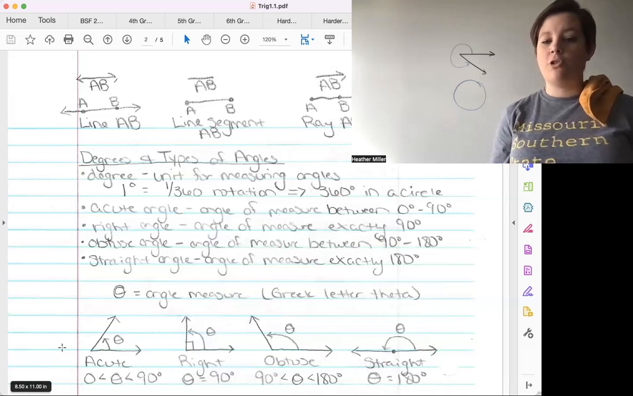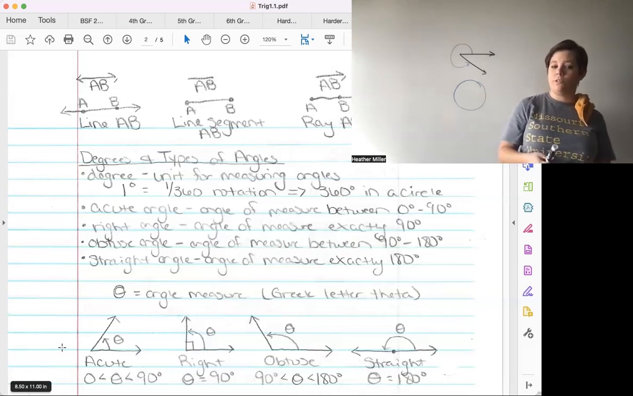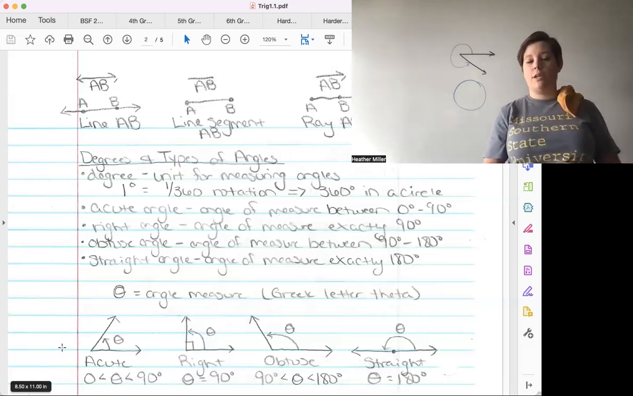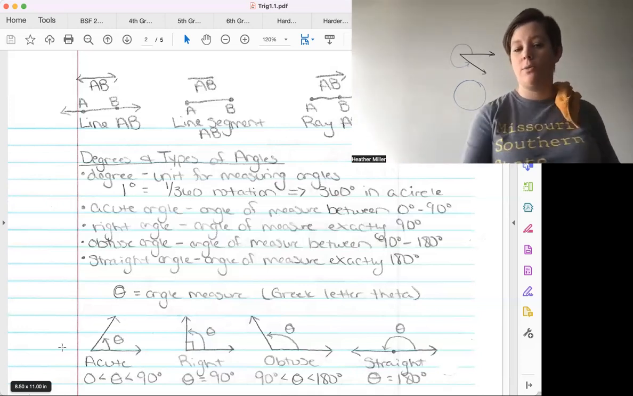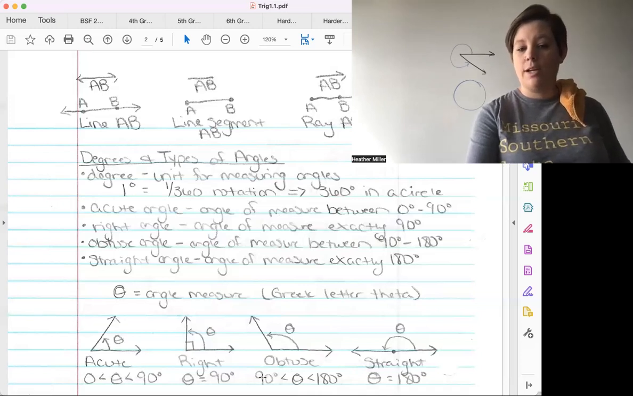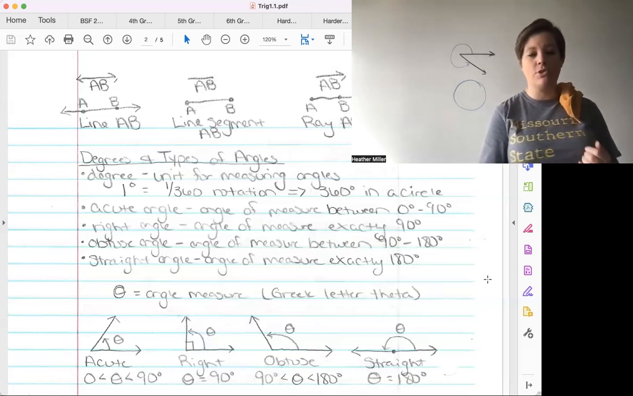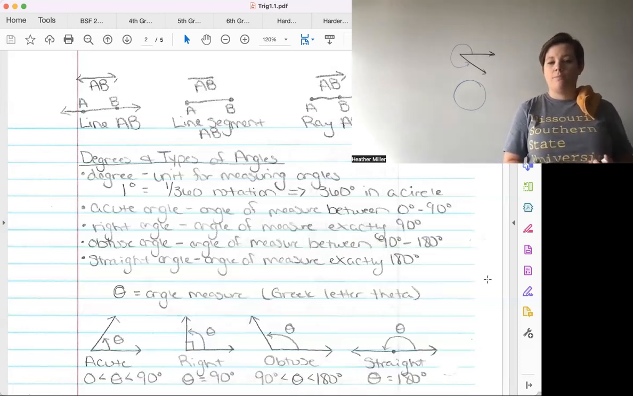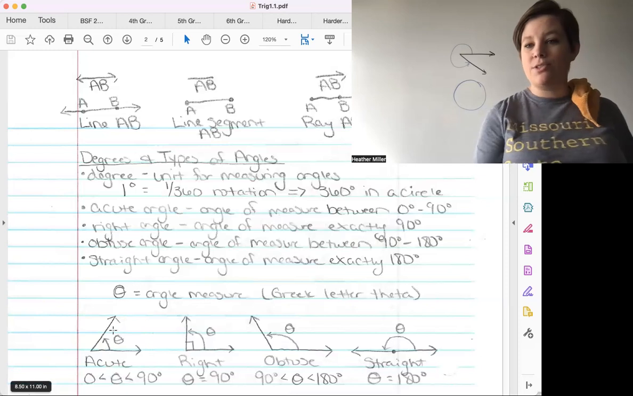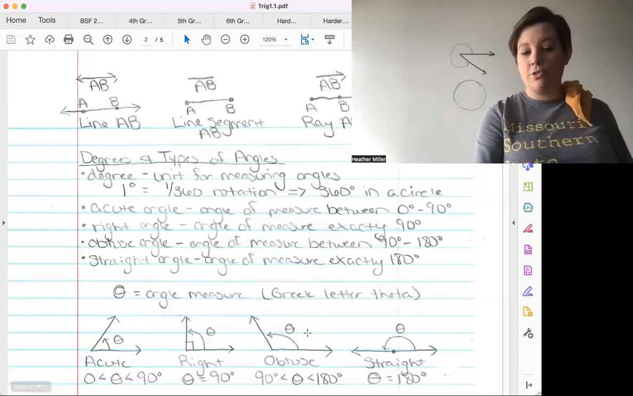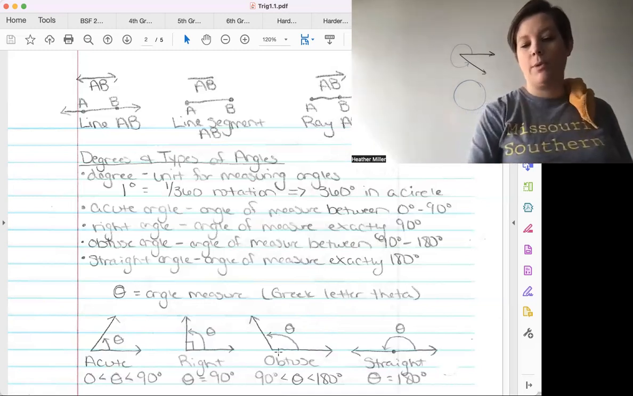Obtuse angles have a measure between 90 and 180. Just like acute angles can't equal 0 and can't equal 90, obtuse angles can't equal 90 and can't equal 180. They can be anywhere in between though. So that's the third picture, where 90 degrees is less than theta, which is less than 180 degrees. And those are your obtuse angles. A lot of times the play on words here is that your acute angles are small, so they're cute. Your obtuse angles are really big, so like obese. That's the play on words we look for.